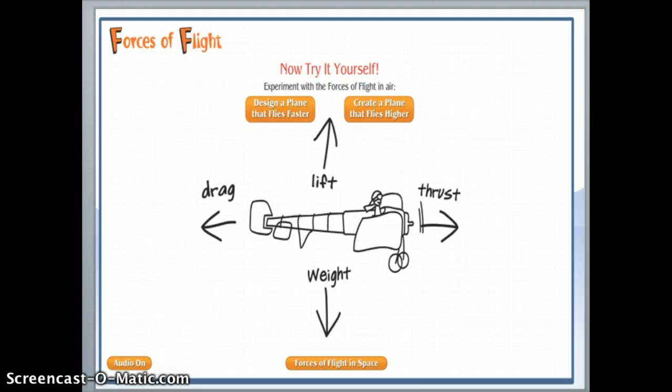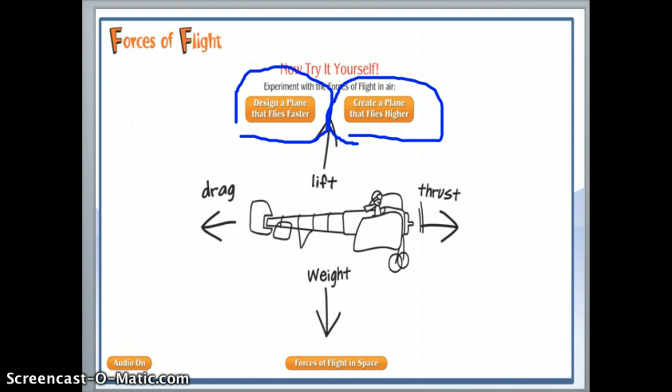Once the introduction has completed, this is the first page that will come up, and it'll say try it for yourself. You'll notice that there are 2 button options. One is to create a plane that flies higher, and the other button option is to design a plane that flies faster.